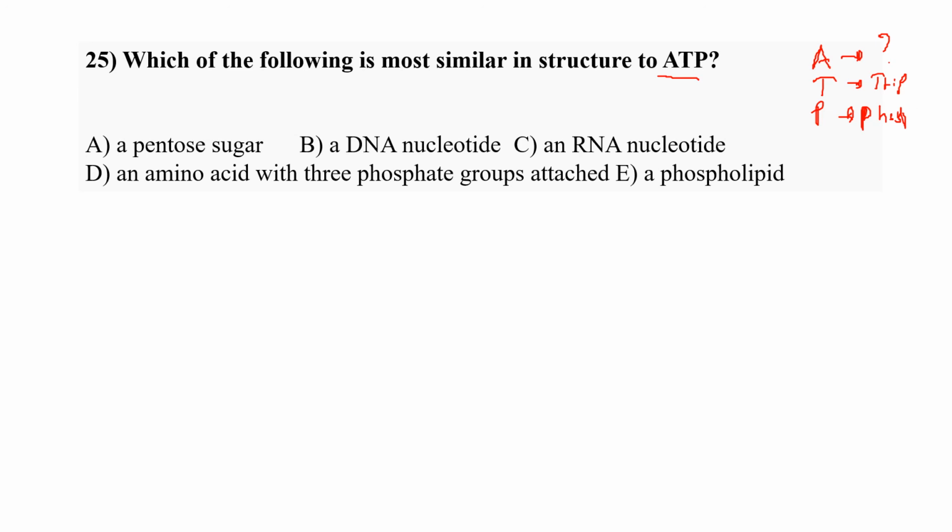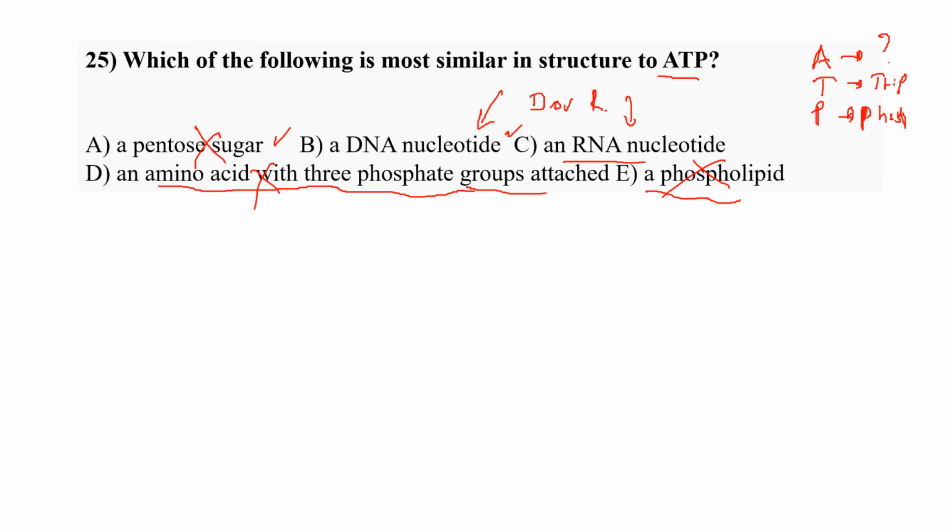So a pentose sugar, an adenine nucleotide, an RNA nucleotide, an amino acid, a 3-phosphate group attached, or a phospholipid. So definitely a phospholipid, no. A pentose sugar, maybe not. An amino acid, no. So the answer could be a DNA nucleotide or an RNA nucleotide. And what will be the difference? The type of sugar, whether it's deoxyribose or just ribose.